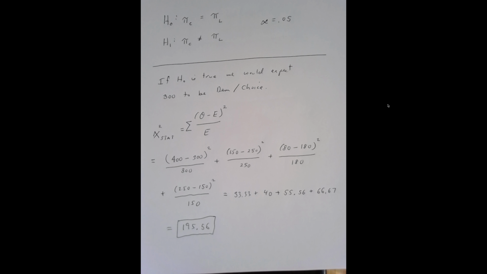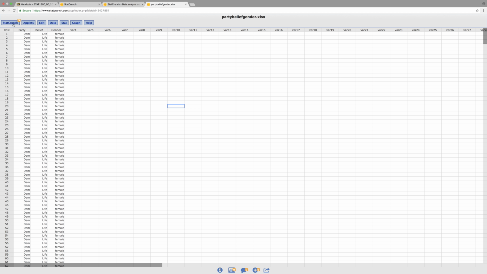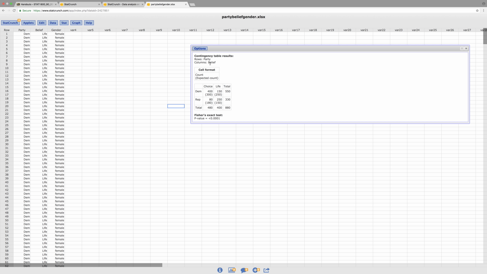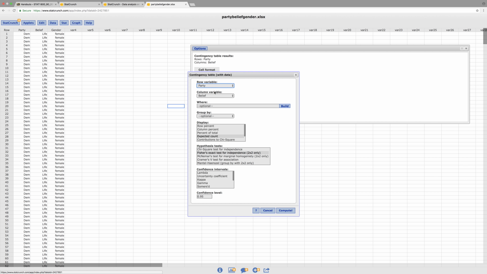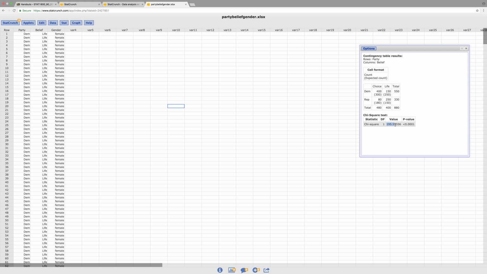Now let's go back to our StatCrunch output. We're going to actually have to run this again. Let's go to session results contingency table, and let's go to edit. And I want the chi-square test for independence. And you can see that when we run the chi-square test of independence that we get this value of 195.55, which we just calculated by hand.